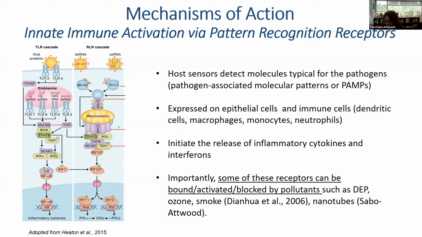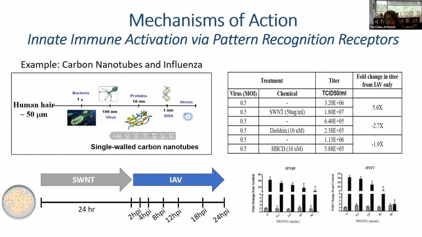Importantly, some of these receptors, and this is newer information, can be bound, activated, or blocked by pollutants. Now this has been shown with agents like mixtures of diesel exhaust particles, ozone, and smoke. And we've done work over the past 5-6 years or so showing that new emerging contaminants can tweak these pathways as well. So I'm just going to spend a few minutes on that.